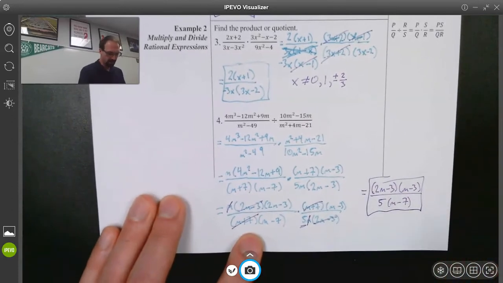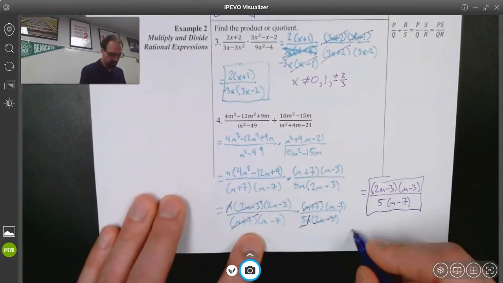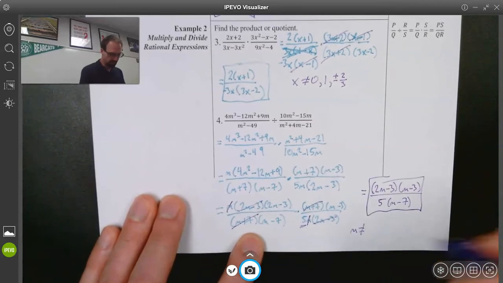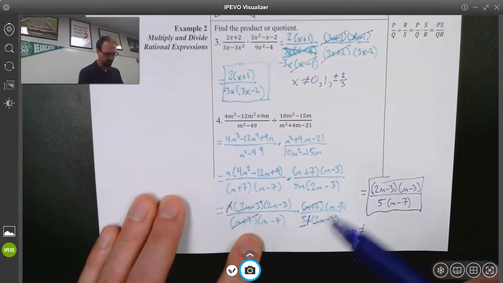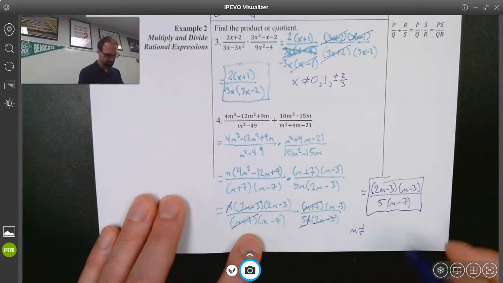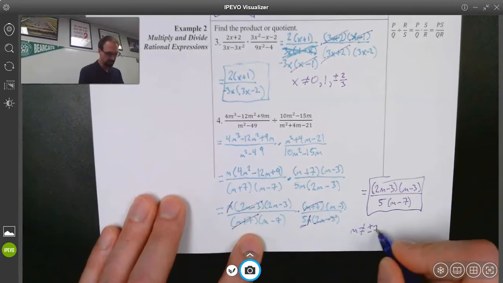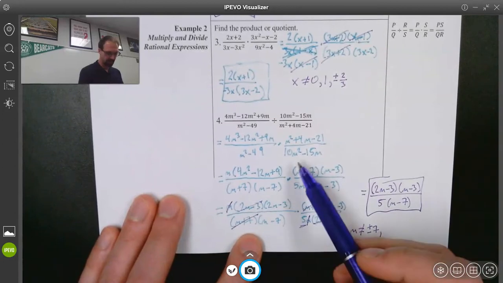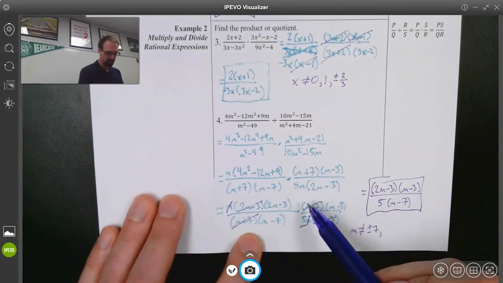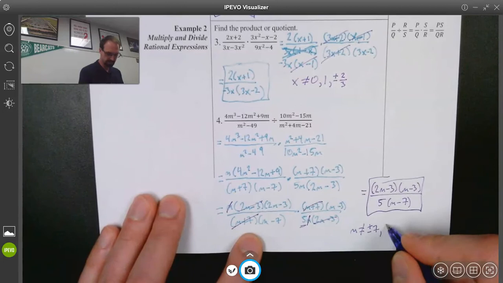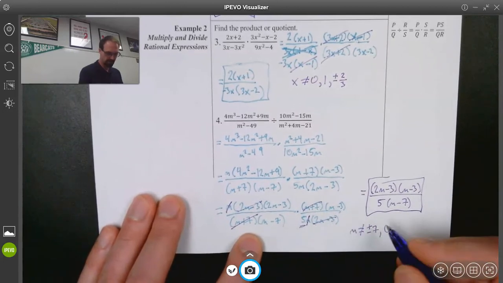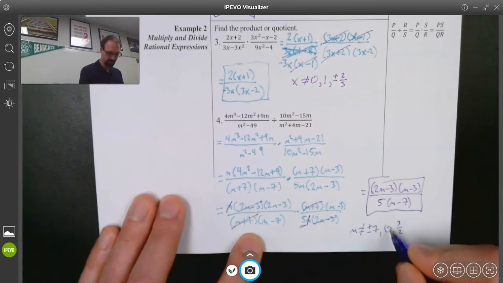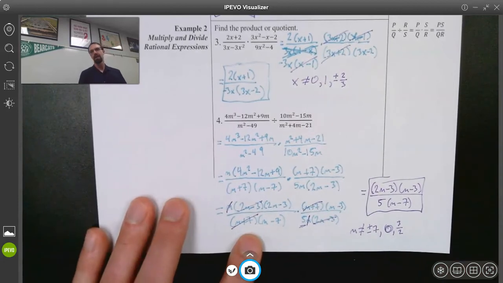And then my values that I can't have for m. M cannot equal plus or minus 7, because then that would give me a 0 for this part. And then I also can't have m equal 0 or 3/2. Again, we'll be talking about that in the next part.